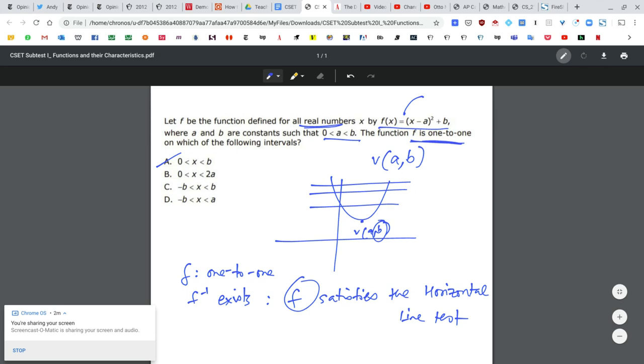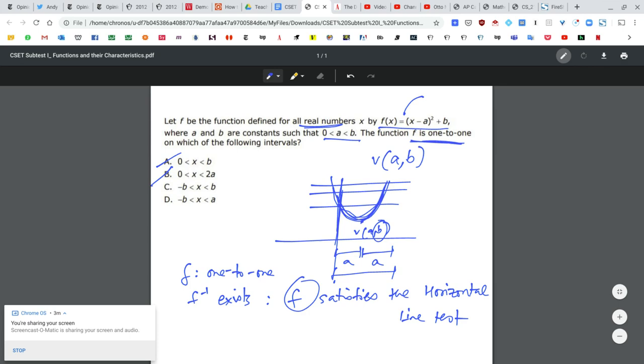Choice B says between x being 0 and 2 times a. So if you start at 0, that's this point, and 2 times a will be here. This is a, and 2 times a will be here. So basically the whole distance, but it will still not satisfy the horizontal line test, from here to here.